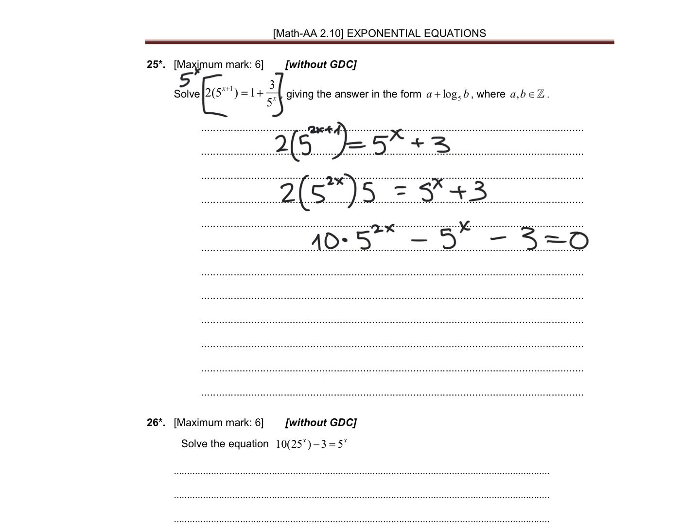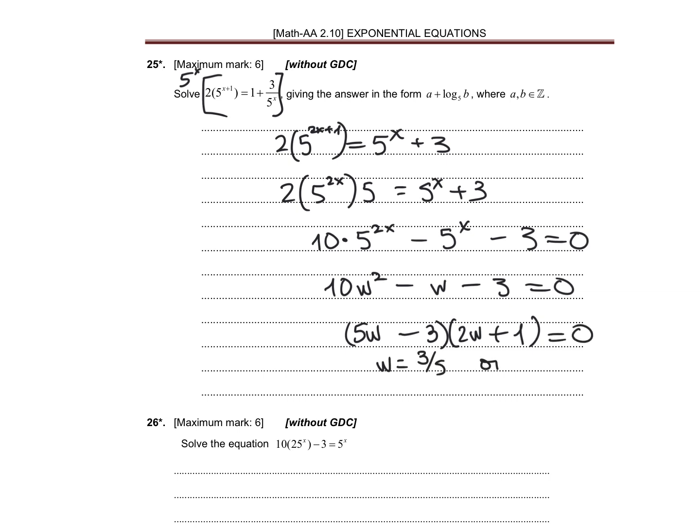And this is going to be quadratic as well. So w squared minus w minus 3. And so we're going to have 5w and 2w and 3 and 1 here. And we want a negative 6w and a positive 5w. So we're going to have w equals 3 over 5 or w equals negative 1 over 2. And w is 5^x.